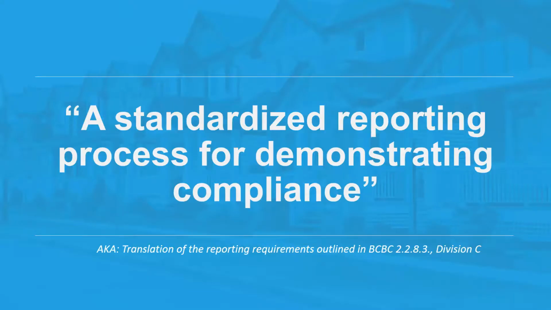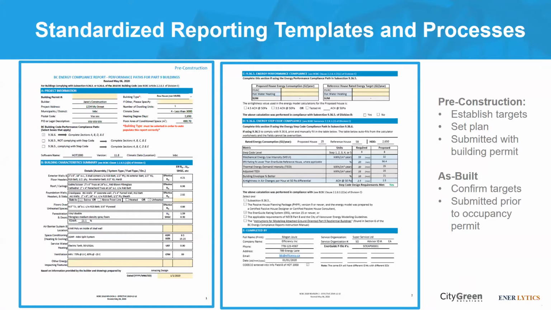The BC Energy Step Code also provides a standardized reporting process for demonstrating compliance. The BC Energy Compliance Report is a translation of the BC Energy Step Code metric and technical requirements. If this report is completed accurately and completely, this is what a building inspector would need to see to approve a home for occupancy permit.